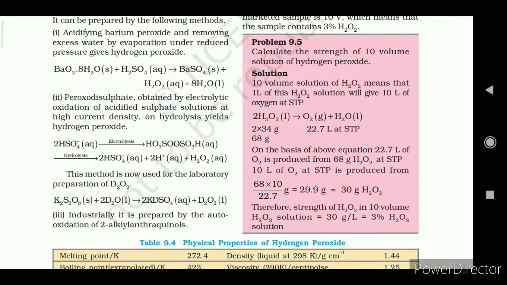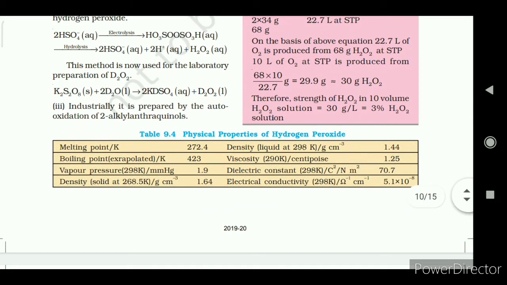9.7.3 Structure. Hydrogen peroxide has non-planar structure. The molecular dimensions in the gas phase and solid phase are shown in figure 9.3. 9.7.4 Chemical properties. It acts as an oxidizing as well as reducing agent in both acidic and alkaline media. Simple reactions are described below. Number 1. Oxidizing action in acidic medium. Number 2. Reducing action in acidic medium. Number 3. Oxidizing action in basic medium. Number 4. Reducing action in basic medium.